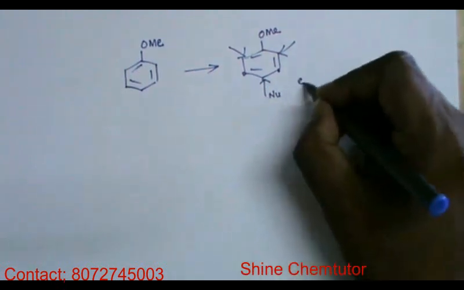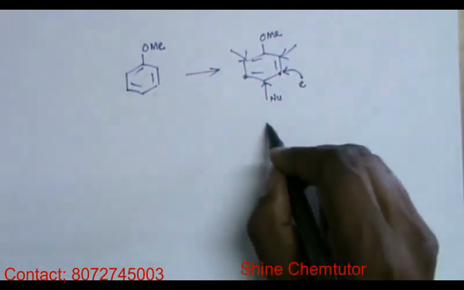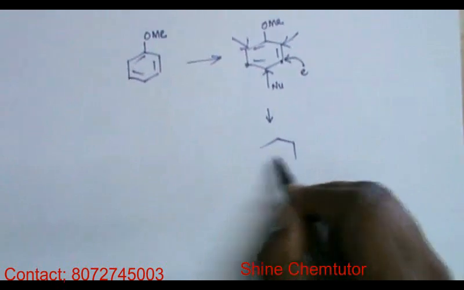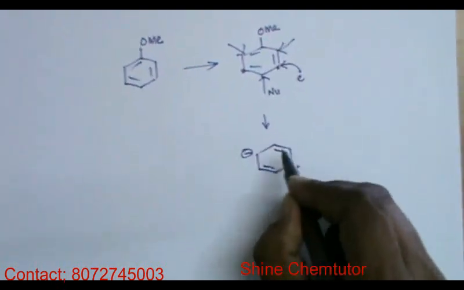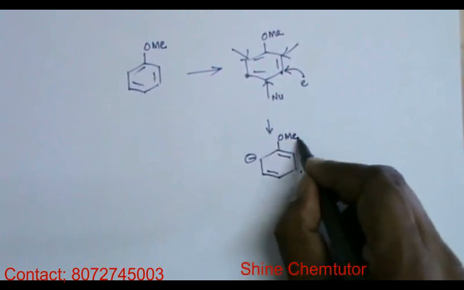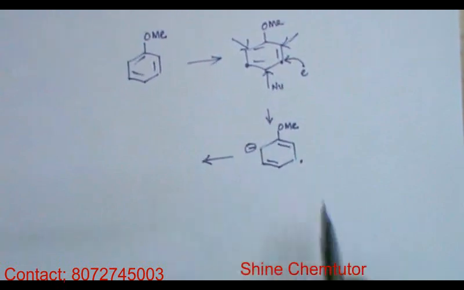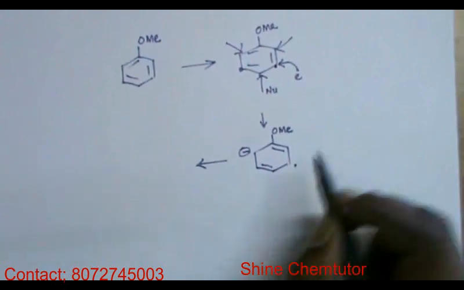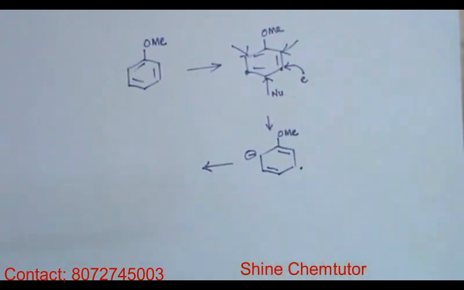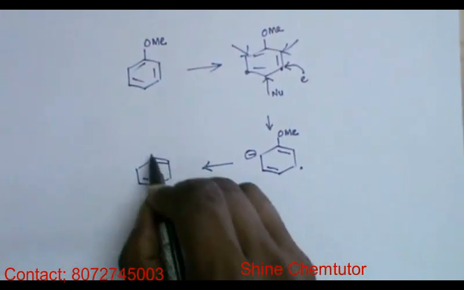So the electron can be delivered here. I go for that. When it is delivered, we get this intermediate. They have been separated by maximum distance, and the electron has been delivered to the meta carbon. Further, the product, whatever you get, will be like this.